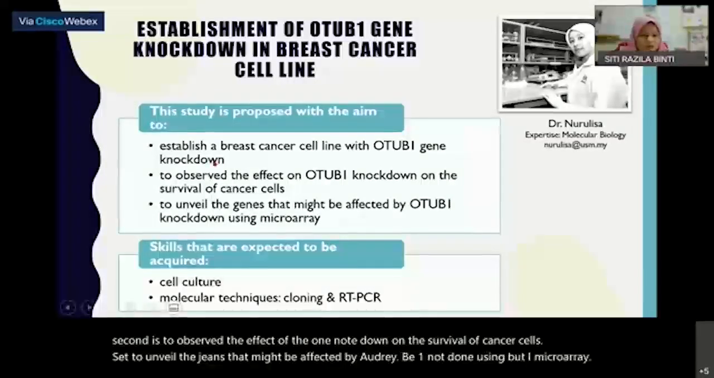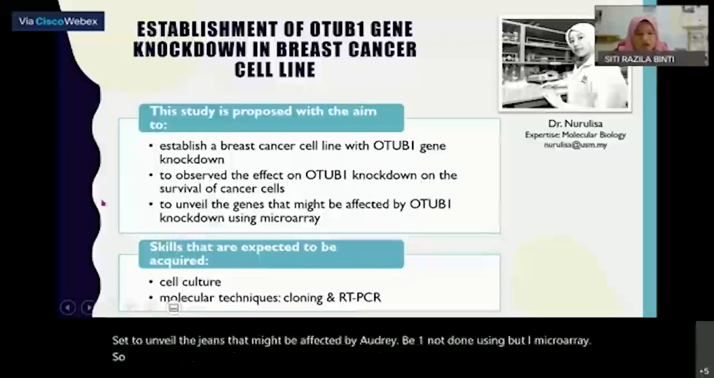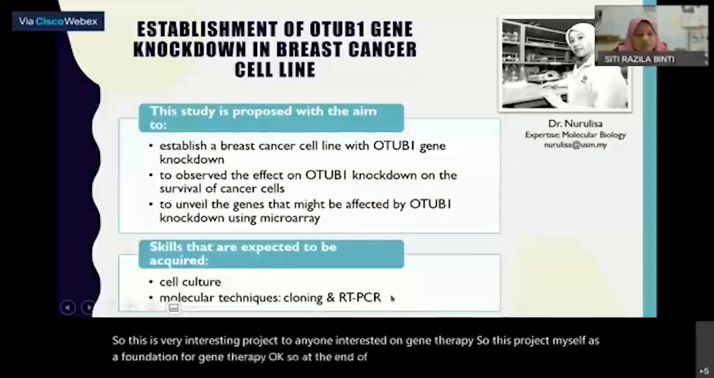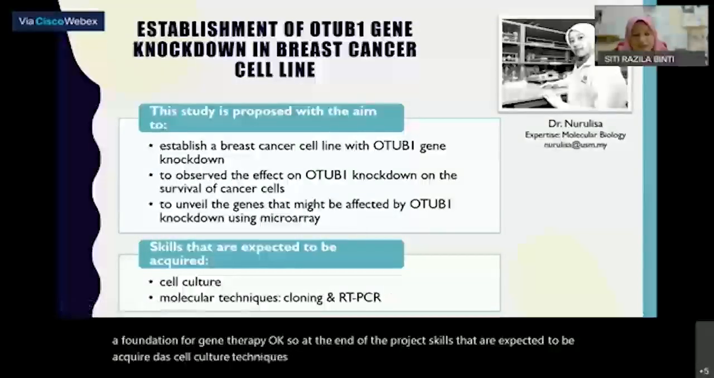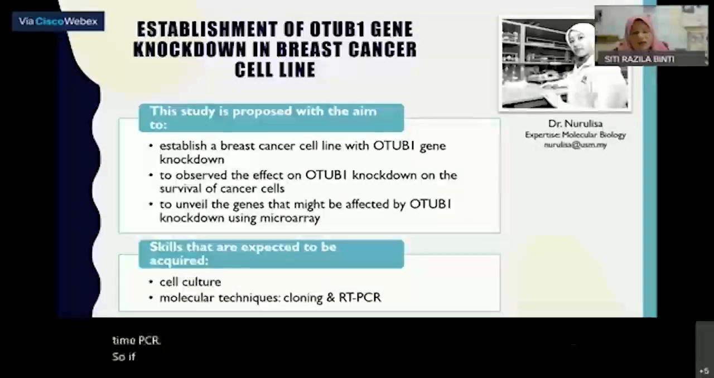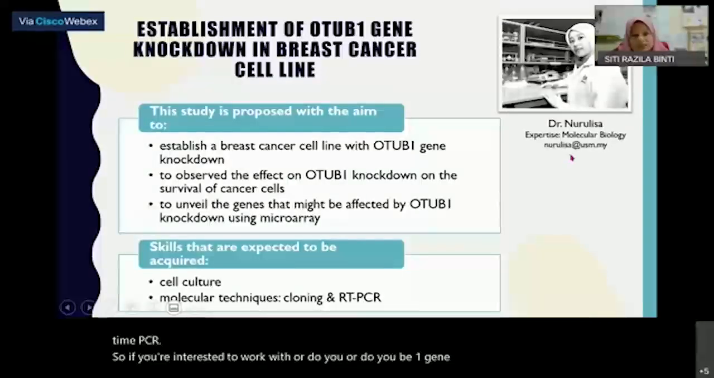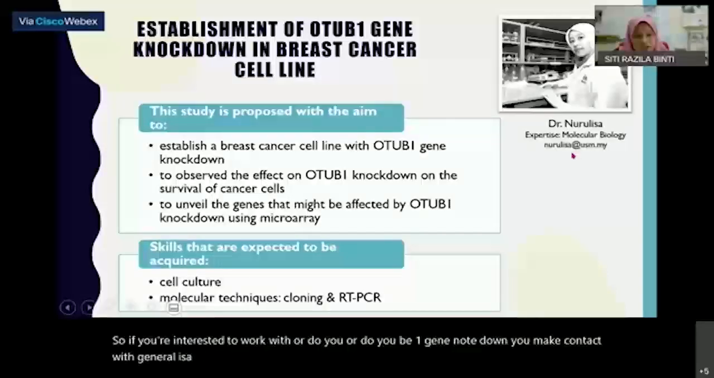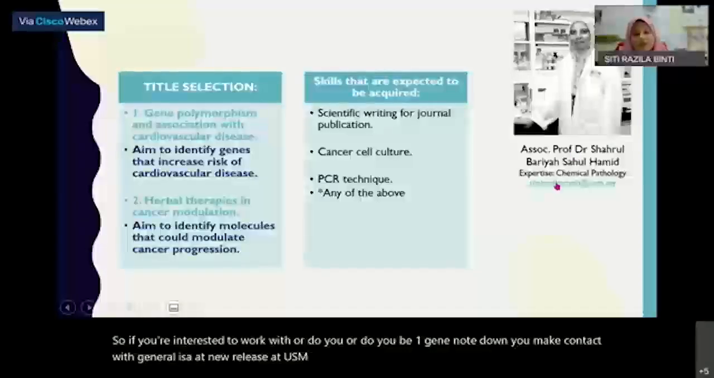This is a very interesting project for anyone interested in gene therapy. This project may serve as a foundation for gene therapy. At the end of the project, skills that are expected to be acquired are cell culture techniques as well as molecular techniques such as cloning and real-time PCR. So if you're interested to work with OTUB1 gene knockdown, you may contact Dr. Nurulisa at nurulisa@usm.my to discuss more.